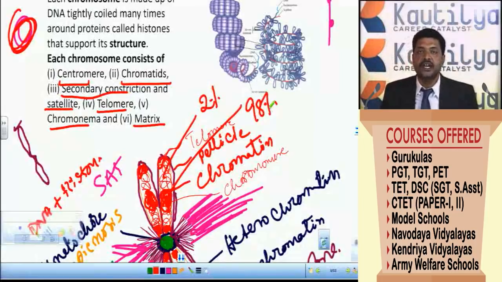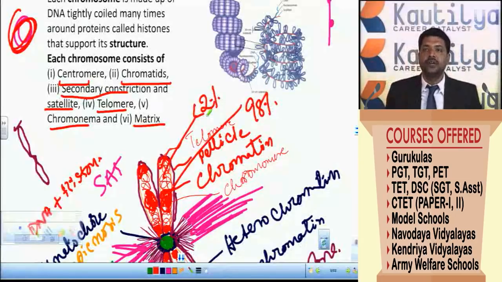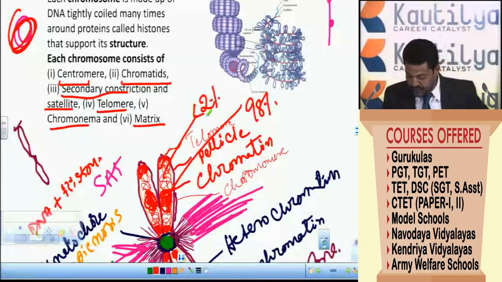Now friends, it is clear what is euchromatin and what is heterochromatin. Functionally active is euchromatin, which is less than 2%. Functionally inactive, it has some information which is a secret of nature and will be revealed after millions of years. That is called heterochromatin. The heterochromatin or junk DNA is about 98%. What is the role of heterochromatin? It gives physical support to the chromosomes.